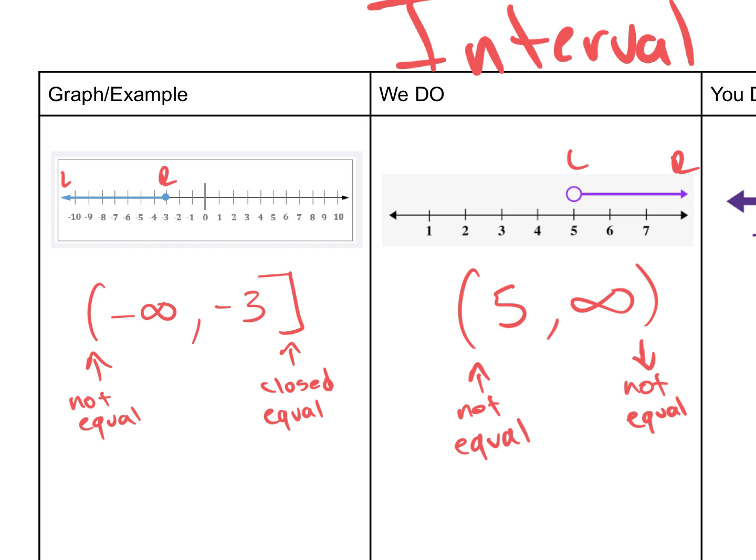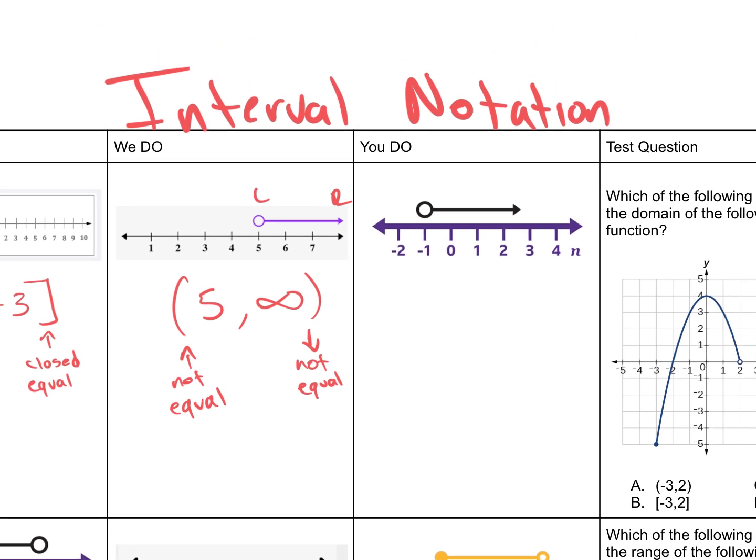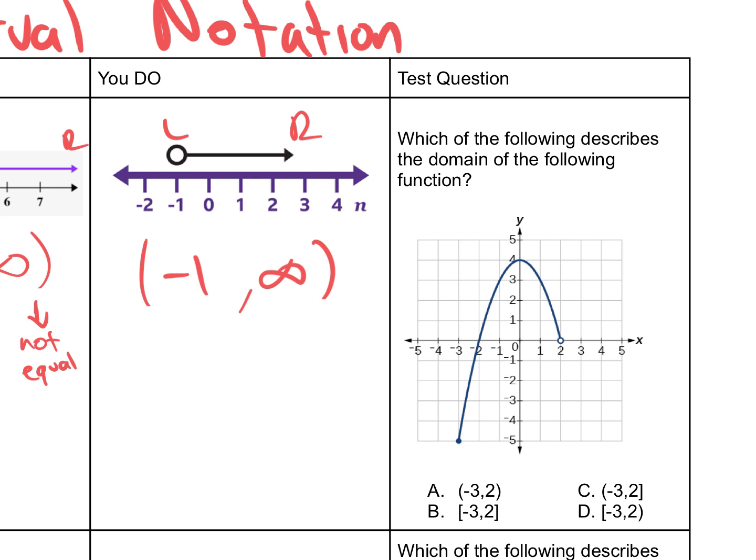Just like that. The next problem that you do, I want you to try it first. Pause the video, try it, and then come check your answer. Okay, on the next example, I start at -1 and I go all the way to infinity. At -1, it's not equal to, so I do parentheses. That's my left side. On my right side, I go to infinity, and it's also not equal to, so I do parentheses.